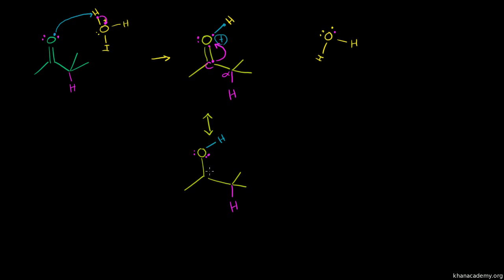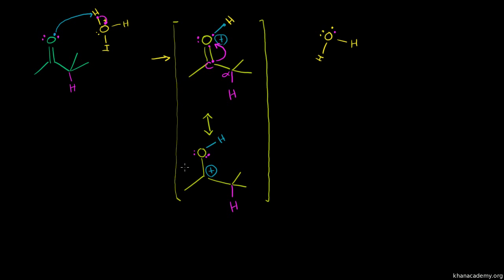So now this carbon right over here is positive. And these are two different resonance forms, so they help stabilize each other. And the reality is actually someplace in between. And I could actually draw it in brackets to show that these are two resonance structures.